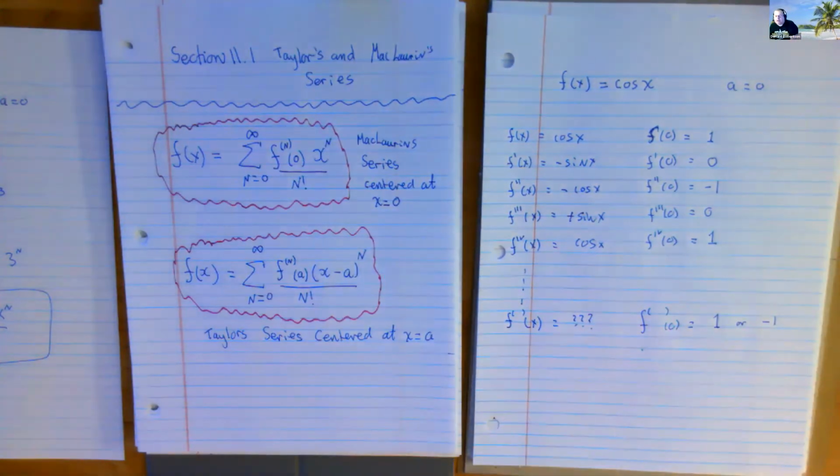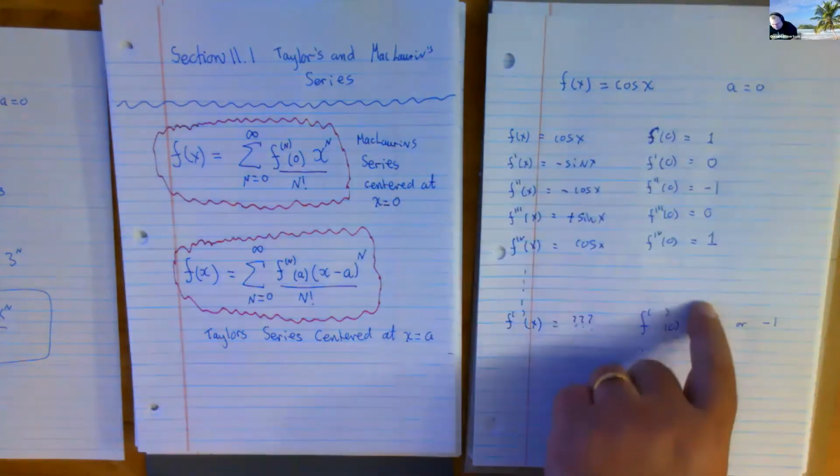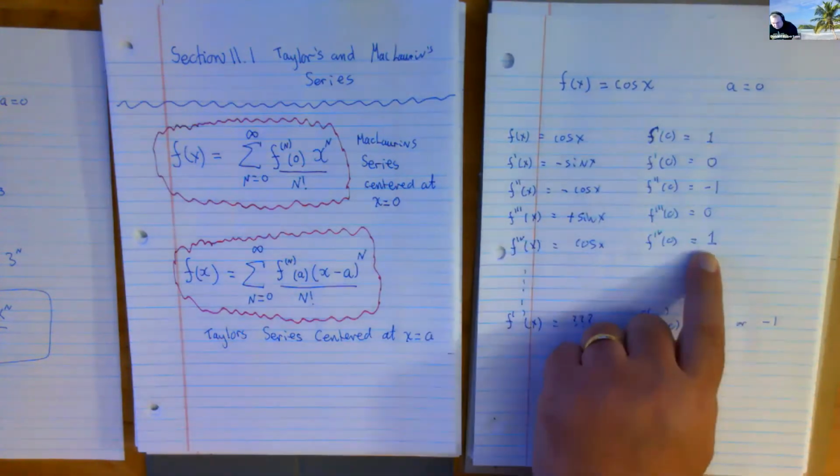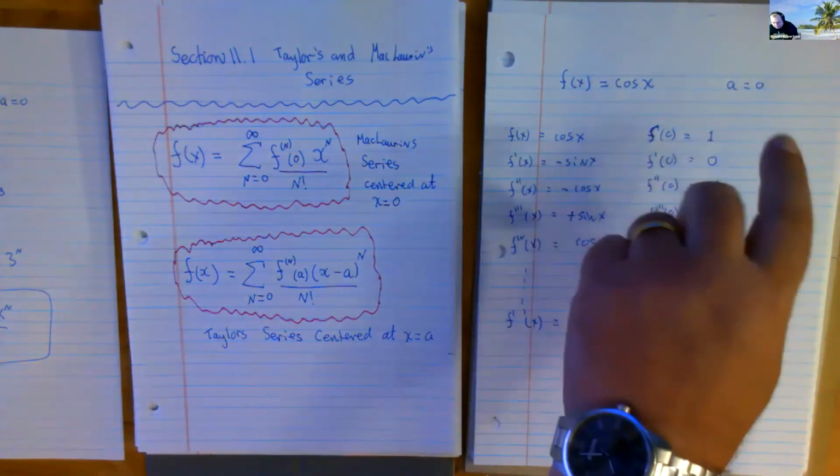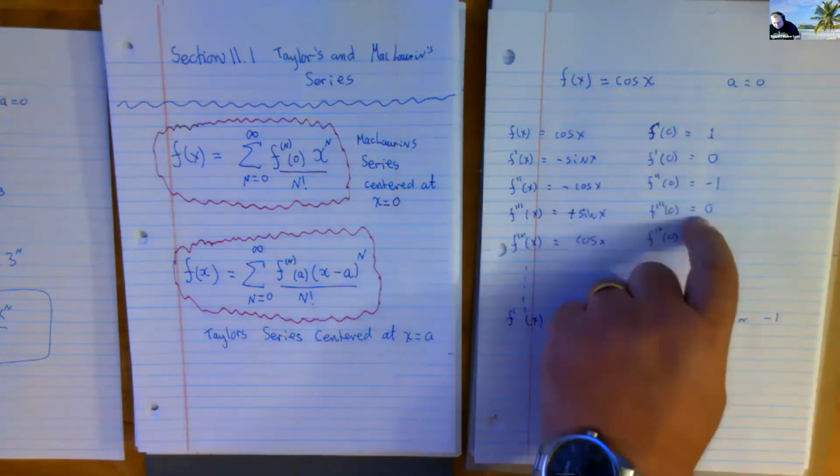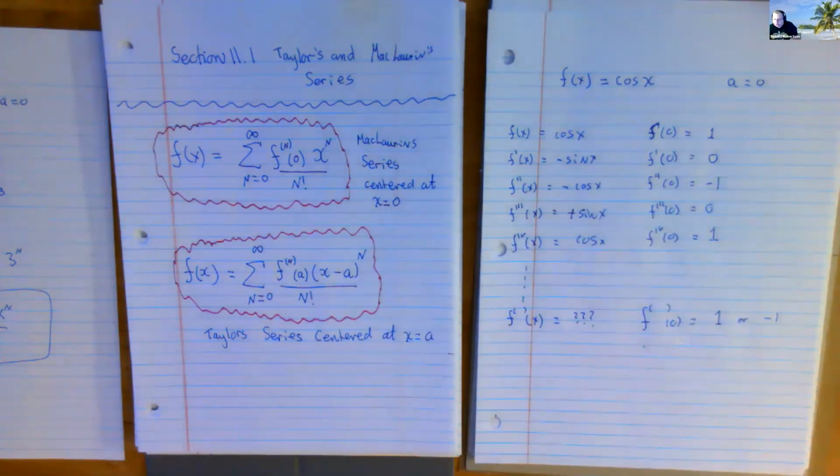I'm very cryptic here. You're going to have a big problem trying to create a formula that gives you a 1, then gives you a 0, then gives you a negative 1, then gives you 0, then gives you a 1. So I'm not going to.